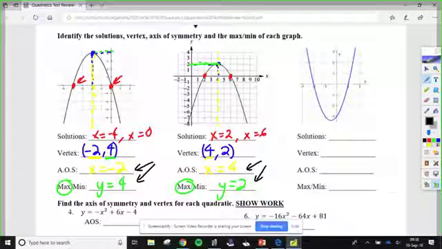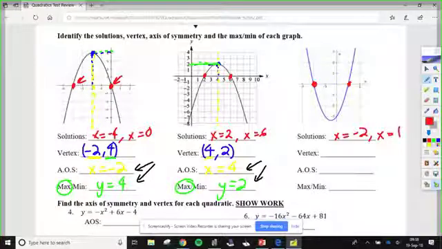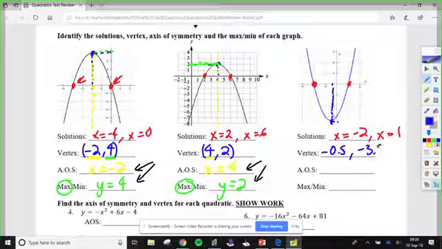And they are. And then our final graph here, our solutions are -2 and 1, so x equals -2 and x equals 1. Our vertex is a little bit odd, but I would venture to say it's -0.5 as our x, because if you trace this up, it looks like it's about -0.5. And about maybe -3.5 for the y, if you trace it across to the y.